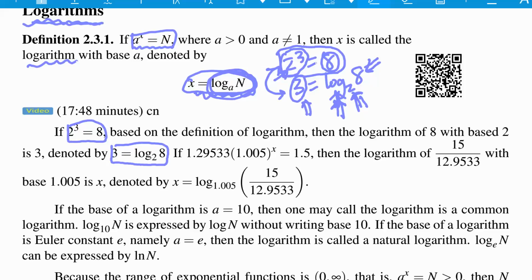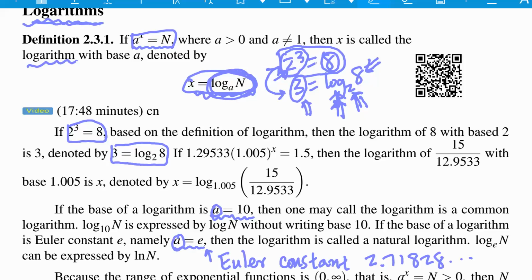Before we go that far, we have two special cases. One is a equals 10, another is a equals e. Here e is the Euler constant, which equals 2.71828, an irrational number. There are two special cases for a, for the base.